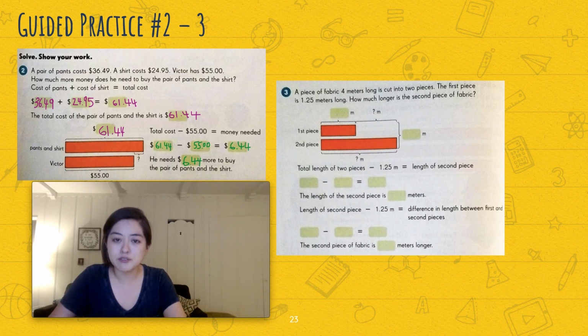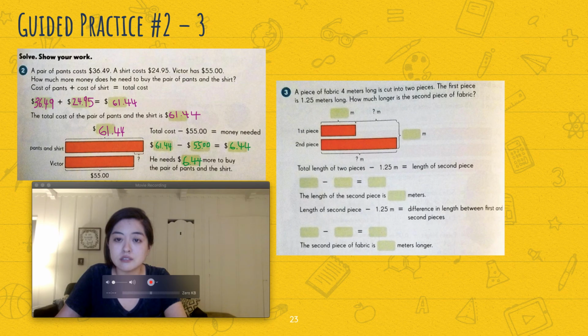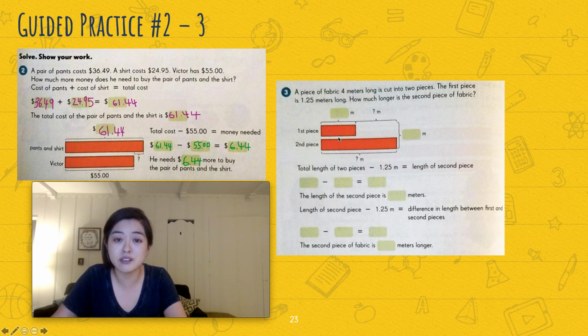A piece of fabric 4 meters long is cut into 2 pieces. The first piece is 1.25 meters long. How much longer is the second piece of fabric? So here I see that the first piece is 1.25, and I know the total is 4 meters. I don't know how big the second piece of fabric is. Okay? So I guess this person didn't cut the fabric into 2 equal pieces, right? So what do we need to do? Well, we have to take the total length of the 2 pieces, which is 4, and then subtract the first piece, which is 1.25.